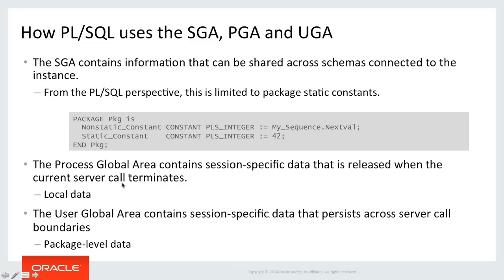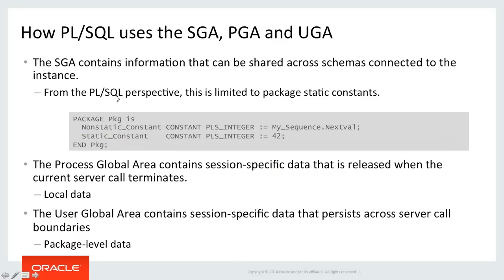So I'd already mentioned that the process global area contains session-specific data that's released when the current server call terminates. So if I'm done running my program, the local variables for that procedure are released. The memory is released. If I have package-based variables, the user global area will contain data that persists across server calls, my package level data. But it's all pretty much wrapped up into a single number, process global area, if you wanted to analyze those numbers, and I'll show you how to do that on the next slide.